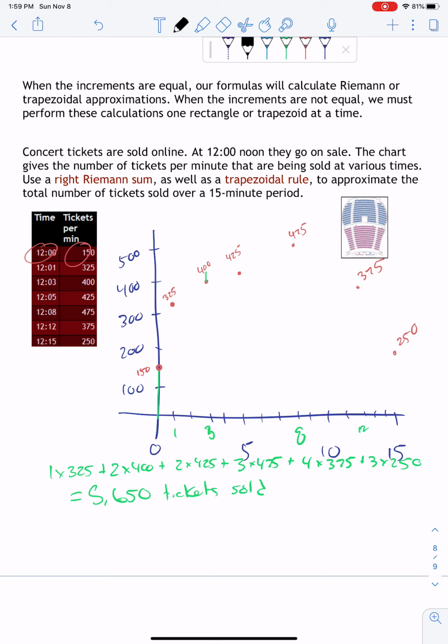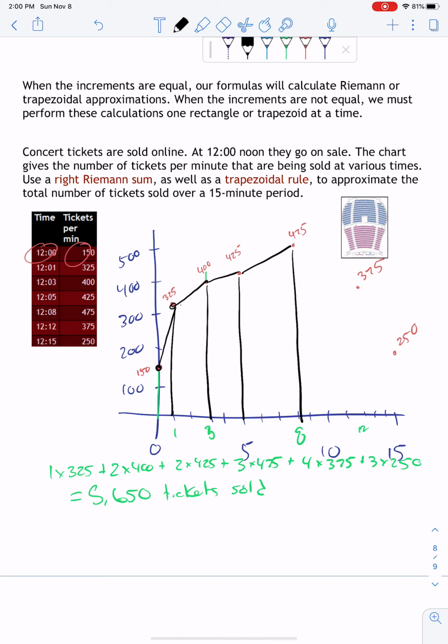So what that means is from 0 to 1, I'm going to use the point at 0, and I'm going to use the point at 1, and I'm going to connect those and make a trapezoid. Then I'm going to go from 325 to 400 as I go from 1 to 3. Then I'm going to go from 400 to 425 as I go from 3 to 5, and then 425 to 475 as I go to 8, and then down to 375 at 12, and then down to 250. So these are the trapezoids that I'm trying to find the area of.